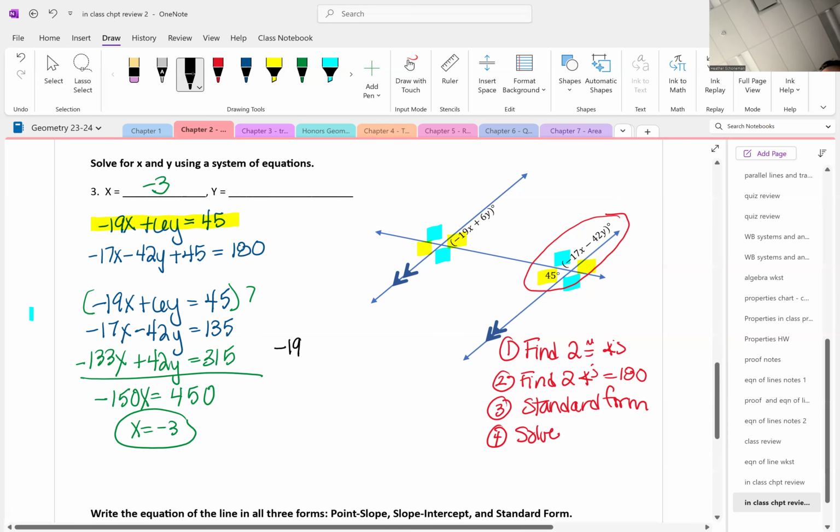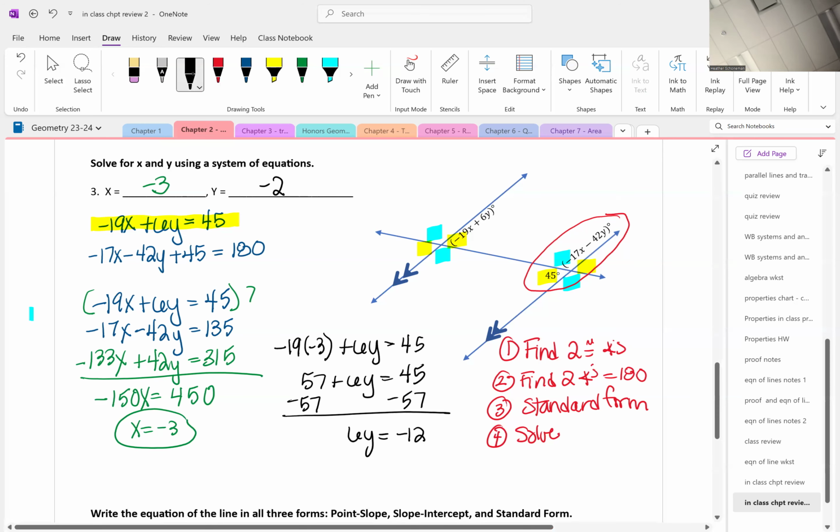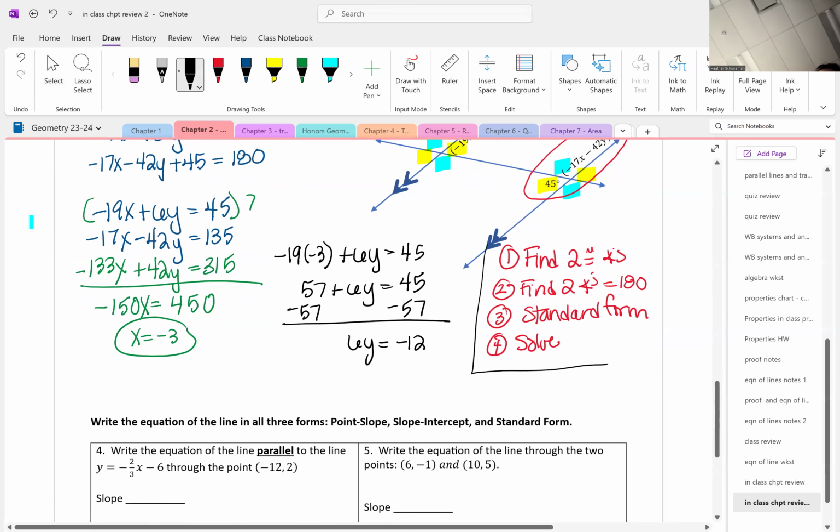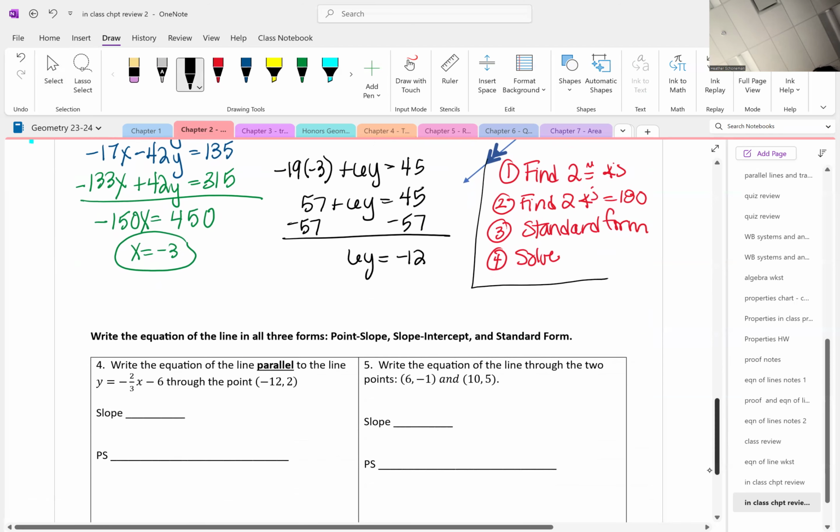So I have negative 19, plug in negative 3 for the x, plus 6y equals 45. And negative 19 times negative 3 is going to give us positive 57 plus 6y equals 45. Subtract 57 from both sides, so I get 6y equals negative 12, and so y equals negative 2, and we're done. Okay, but remember when you're doing them, follow these steps each time and you'll be okay.